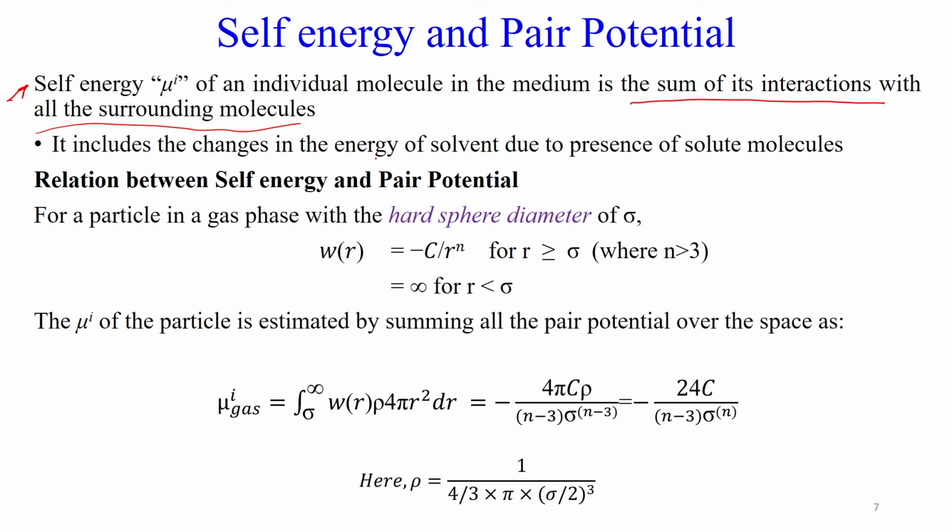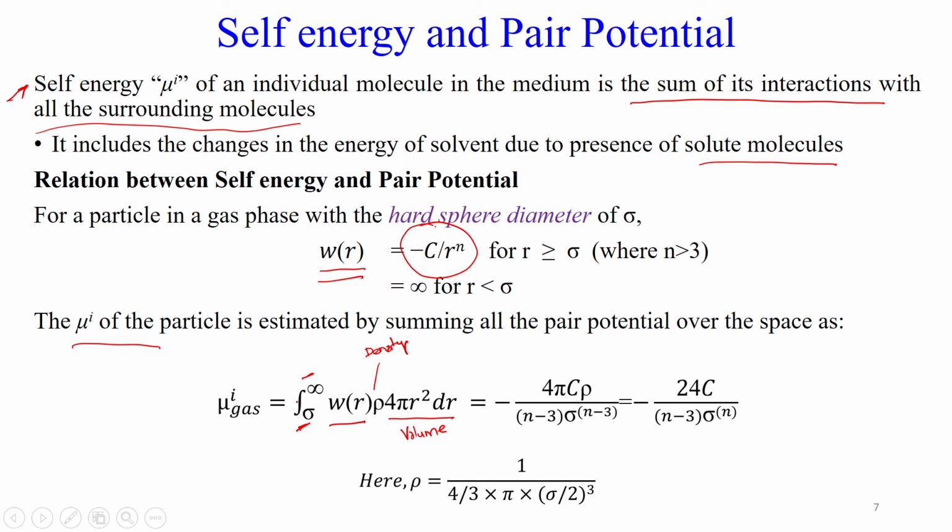It includes the change in the energy of the solvent due to the presence of solute molecules. Now, as you remember, this is the simple pair potential, defined as C inversely proportional to r to the power n. If you want to calculate the self energy, you have to integrate from the size of the particle, sigma, to infinity. This is the pair potential, this is the density, and this is the volume: 4 pi r squared dr is the volume.